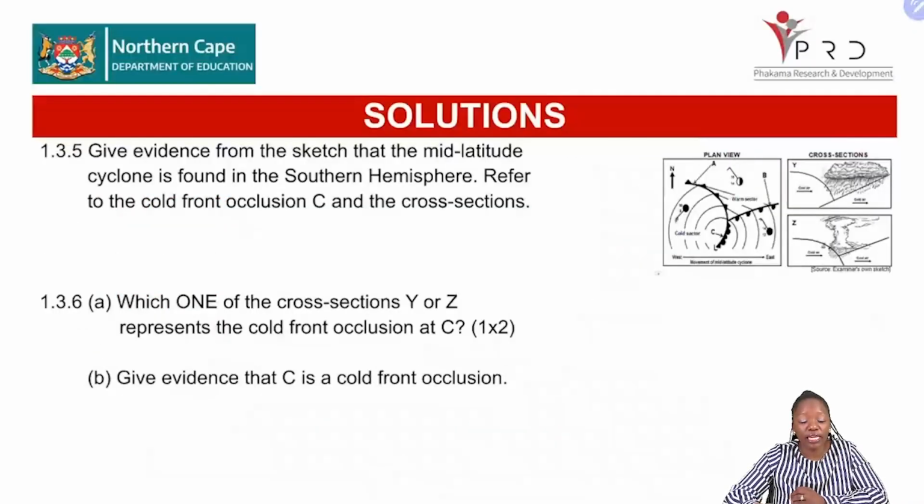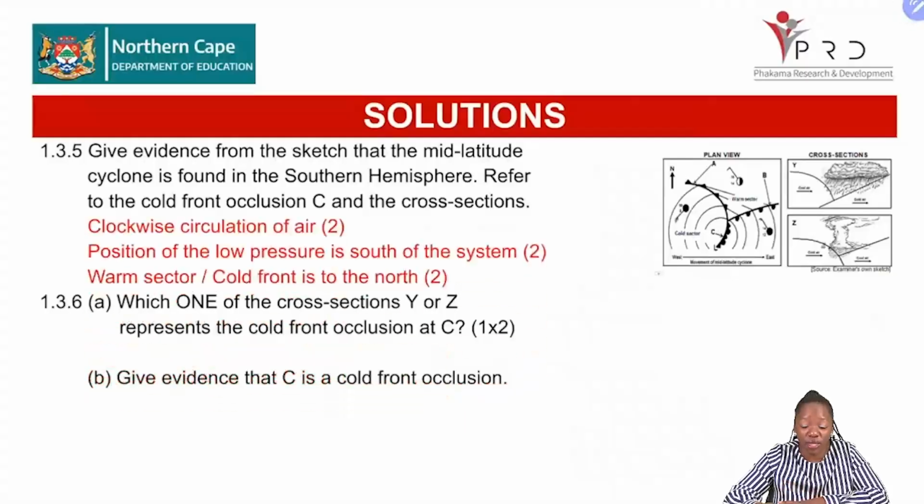Then we're looking at our 1.3.5. Give evidence from the sketch that the mid-latitude cyclone is found in the southern hemisphere. You need to refer to the cold front occlusion at C as well as the cross-section. Number one, we're looking at the clockwise circulation of air, as you can see from the arrows, or the position of the low pressure to the south of the system. And then we're also looking at the warm sector, as well as the cold front, being in the north. So any of the three.